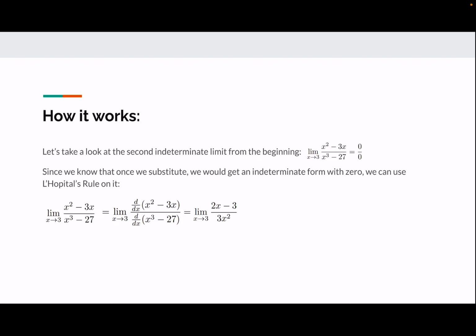Now that I've gotten to this point, I'm going to try plugging in again my substitution method, and we can see that I can actually substitute now without getting an indeterminate form. So I would get 6 minus 3, which is 3, over 3 times x squared, so 3 times 9, which is 27, which simplifies to 1 over 9. And as before, the main idea was taking the derivative of the top and bottom, because we had an indeterminate form, to simplify it to a state where we could substitute and get a constant as an answer.